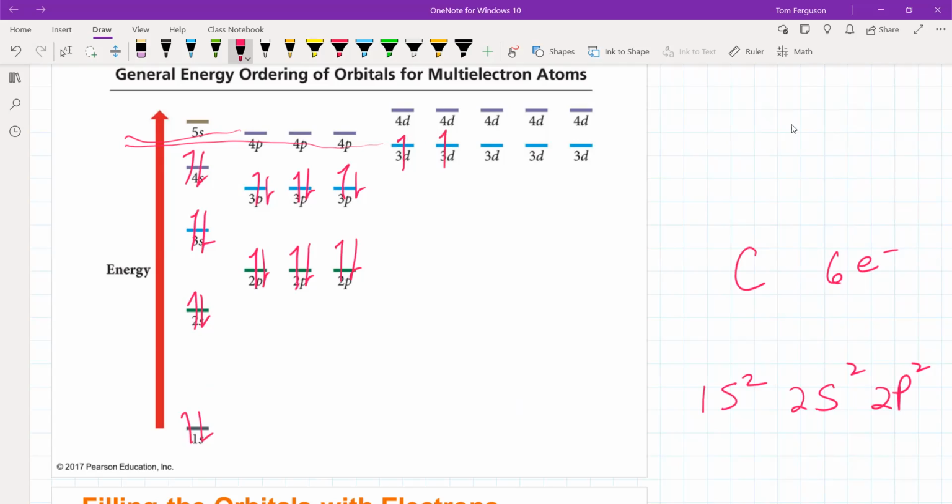So let's write out the configuration for titanium. It's going to be 1s2, 2s2, 2p6, 3s2, 3p6, 4s2, 3d2. All I did was repeat as this was going up. Okay, the trick here is the D's have to fill before the P's.